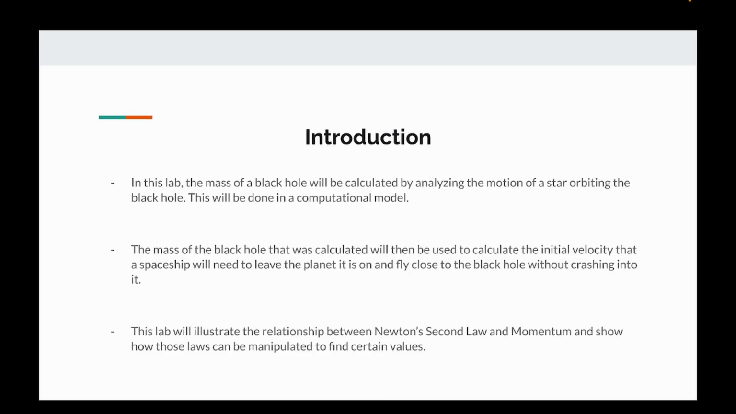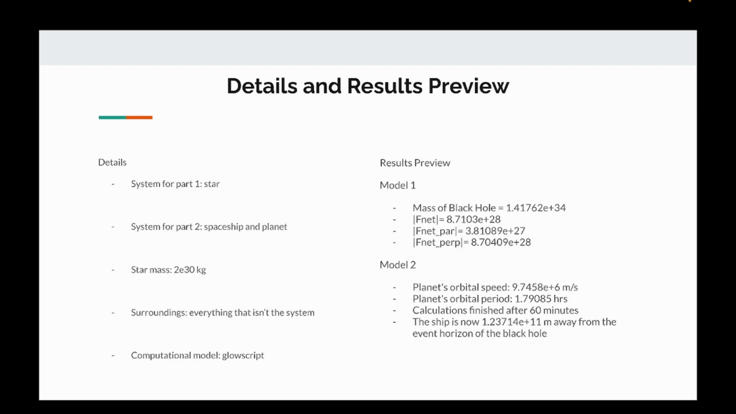In this lab, the mass of a black hole is going to be calculated by analyzing the motion of a star orbiting the black hole. This will be done in a computational model. The mass of the black hole that was calculated will then be used to calculate the initial velocity that a spaceship will need to leave the planet it is on and fly close to the black hole without crashing into it. The purpose of this lab is to illustrate the relationship between Newton's second law and momentum, and to show that these two laws can be manipulated to find certain values.